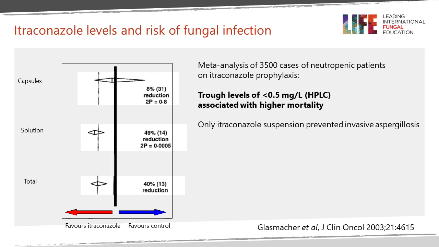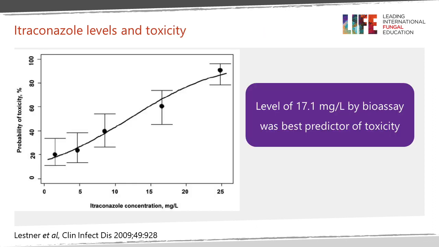Some other data with fewer patients shows that itraconazole, when used for candida esophagitis, is more effective if the level is 0.1 to 1. So in summary, probably a level of 0.5 to 1, or even higher than 1, would be what you would want measured with HPLC. There's also some data on itraconazole levels and toxicity, but this is using the bioassay.